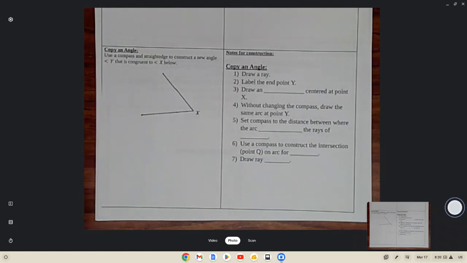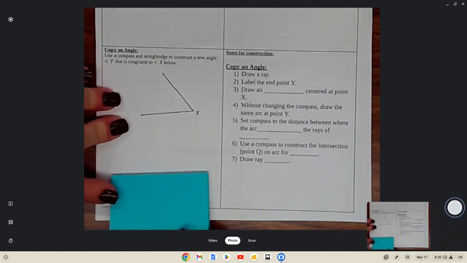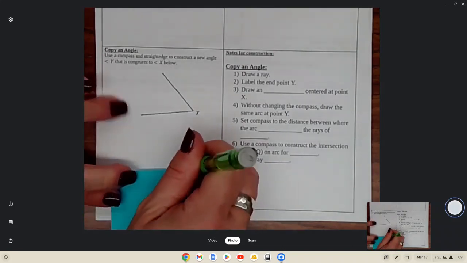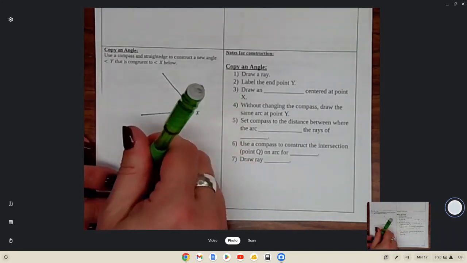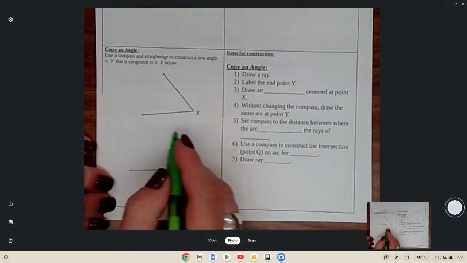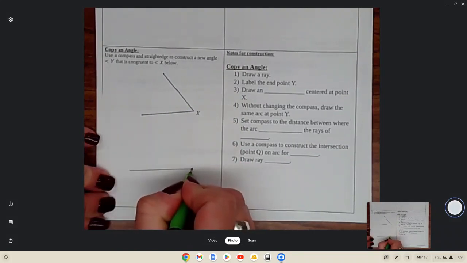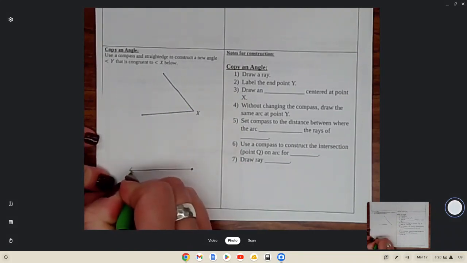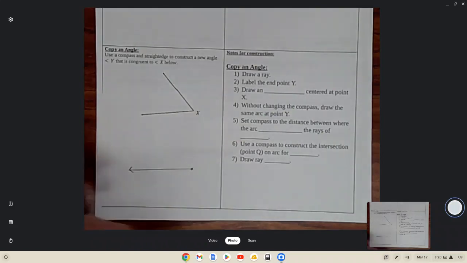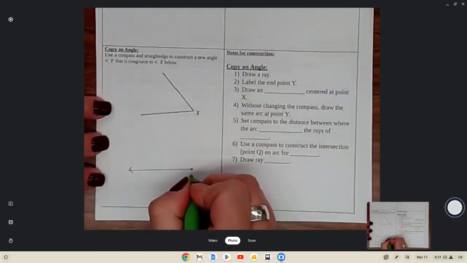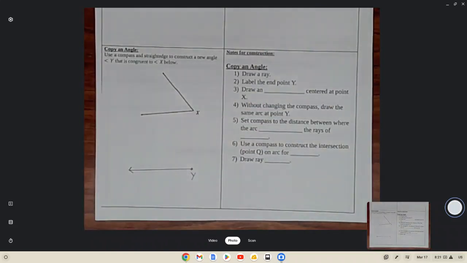So the steps are all outlined here for you. First step, we're going to draw a ray. So I'm going to use my straight edge. I'm going to draw a ray. Leave enough space above it because we're going to open our angle above it. So there's my ray. And then it says label the endpoint Y. So it should look like that. Again, just leave enough space above that ray because we're going to draw that angle up above it.